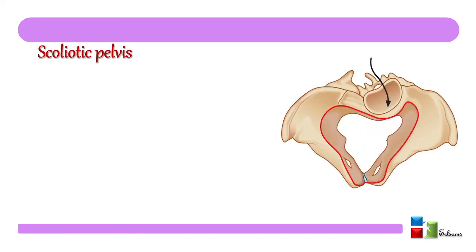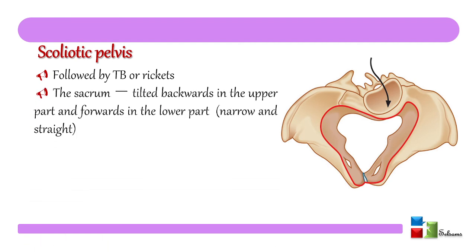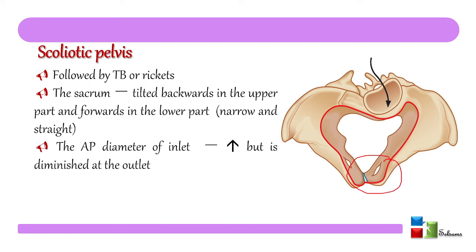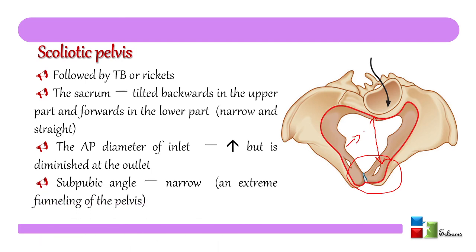This is the scoliotic pelvis. Can you see this? Mostly followed by tuberculosis or rickets. This occurs, and the sacrum is tilted backwards in the upper part and forward in the lower part, ultimately forming a narrow and straight outlet over here. So the anteroposterior diameter of the inlet will be increased in the beginning, but as it goes out, it will be narrow. So the angle also will be extremely narrow, like a funnel.